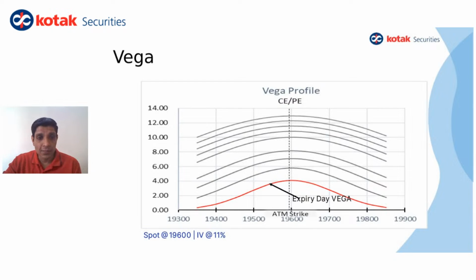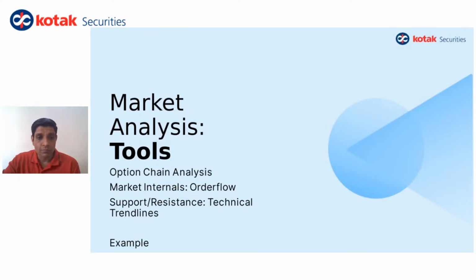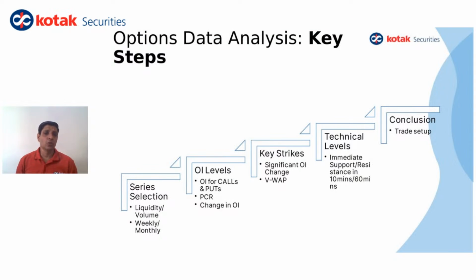Right. Moving on from the Greeks, market analysis. So, market analysis. What are the tools that you need to look into? These are mostly on the derivative data side. So, for example, the option chain analysis. So, option data. What are the things that we, at least when we give out a trade, keep in mind?